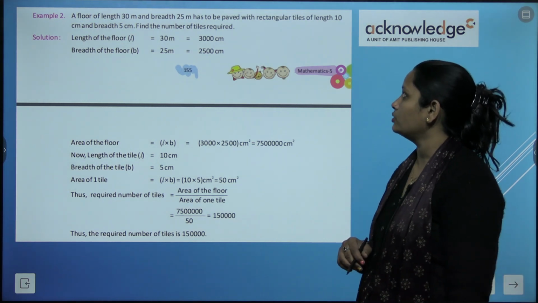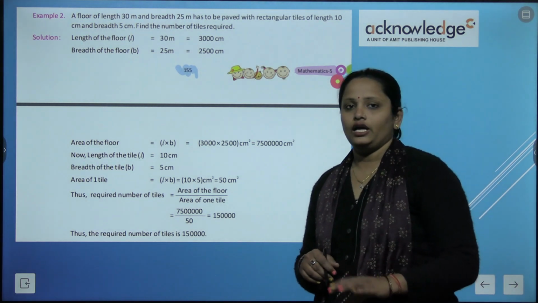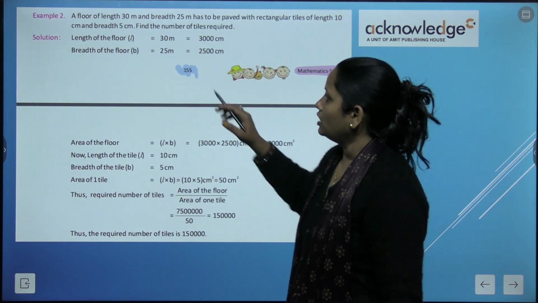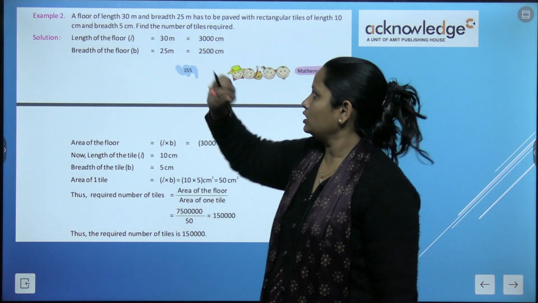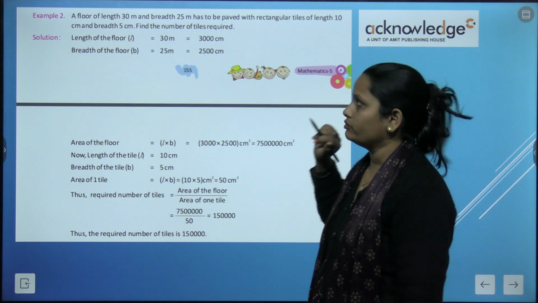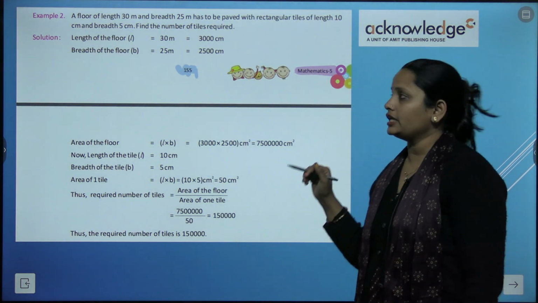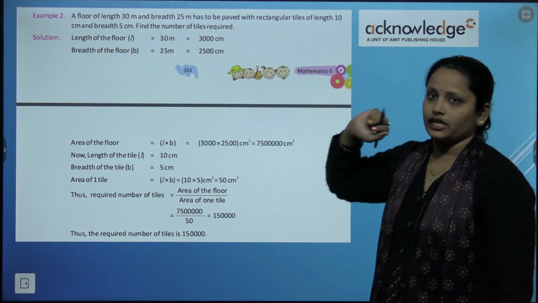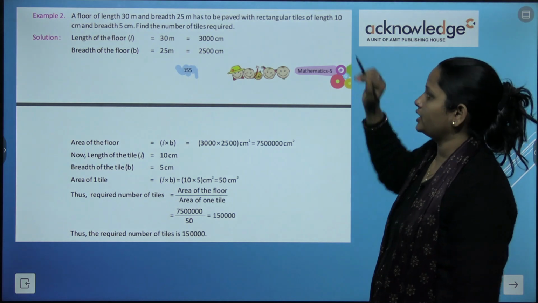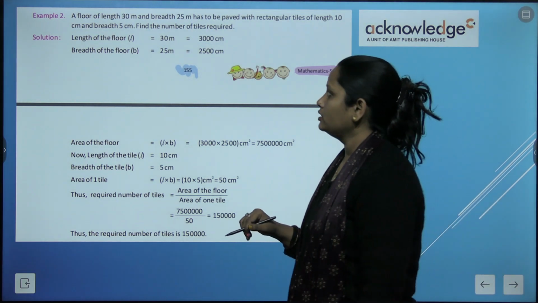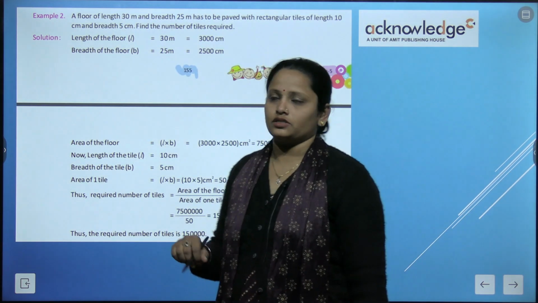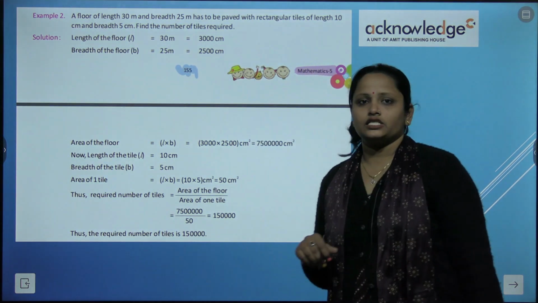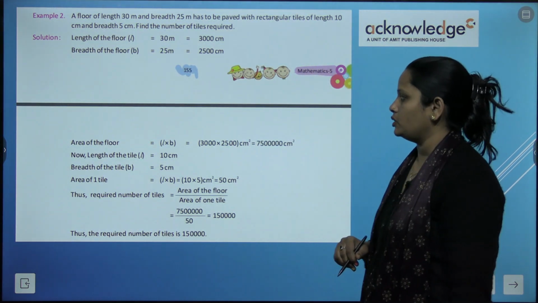Now question number 2 says a floor of length 30 meter and breadth 25 meter has been paved with rectangular tiles. एक फ्लोर है जिसमें फ्लोर की लेंथ है 30 मीटर और ब्रेड्थ है 25 मीटर. अब इसमें क्या करने हैं? रेक्टेंगुलर टाइल्स लगाने हैं जिनकी लेंथ है 10 सेंटीमीटर और ब्रेड्थ है 5 सेंटीमीटर. फाइंड द नंबर ऑफ टाइल्स रिक्वायर्ड. अब कितने टाइल की जरूरत है ये हमें ढूंढना है.